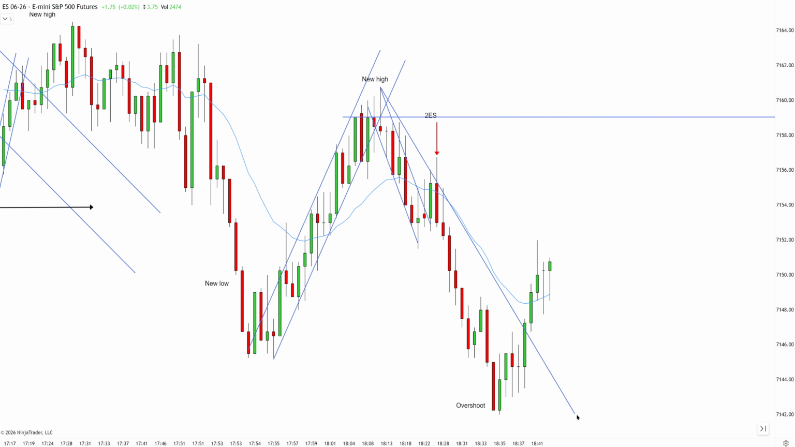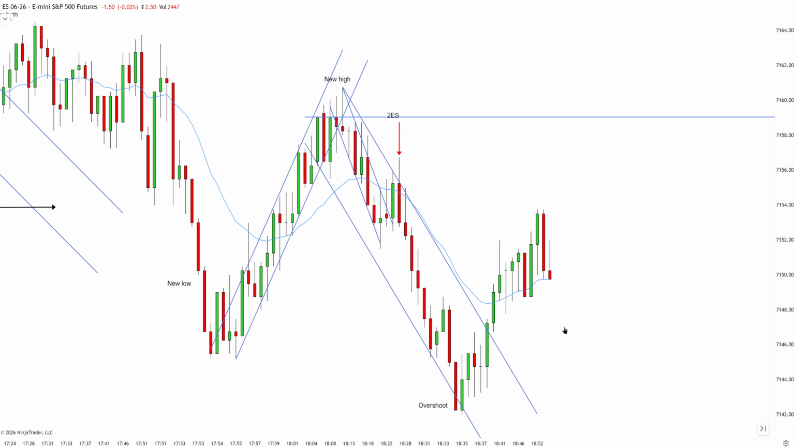Okay, the reason why I have overshoot here, I drew it a little bit wider. Something like this. Another overshoot. Going to draw the uptrend.